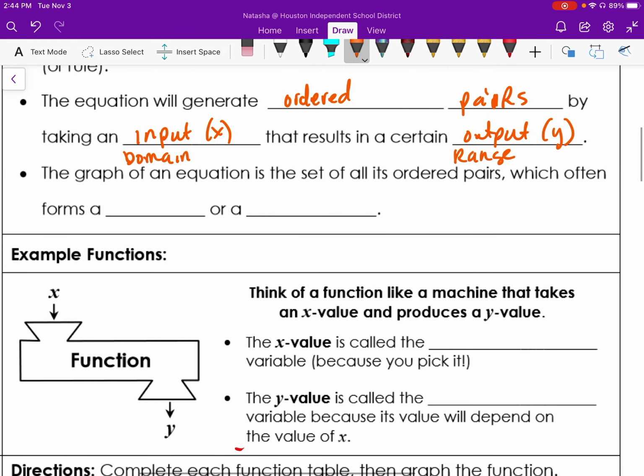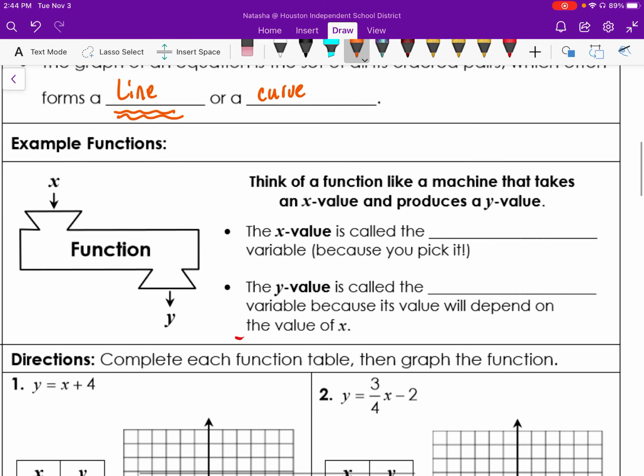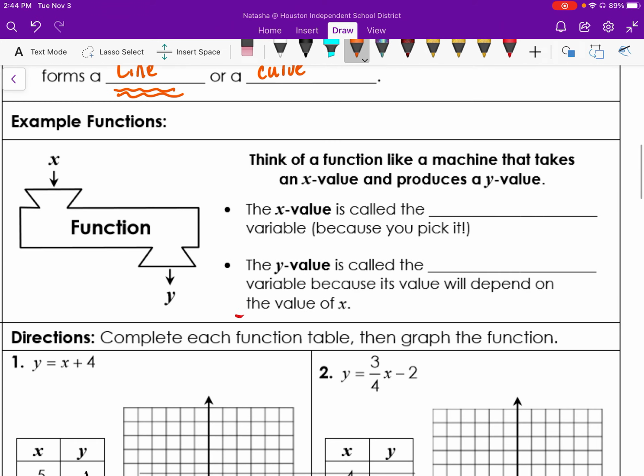Now, the graph of an equation is the set of all of its ordered pairs, which often forms a line or a curve. Now, the first part of the semester in algebra, we're going to be dealing with specifically functions as a line, and then the second semester, we're going to be looking at curves. But really, it's important that you understand both are a function.